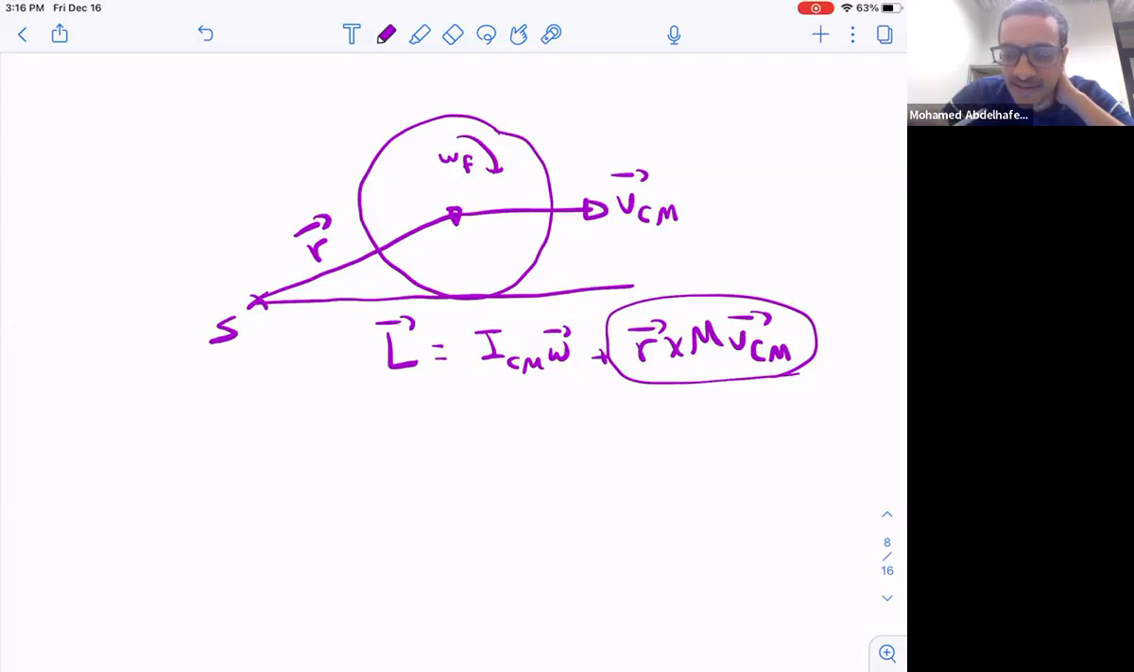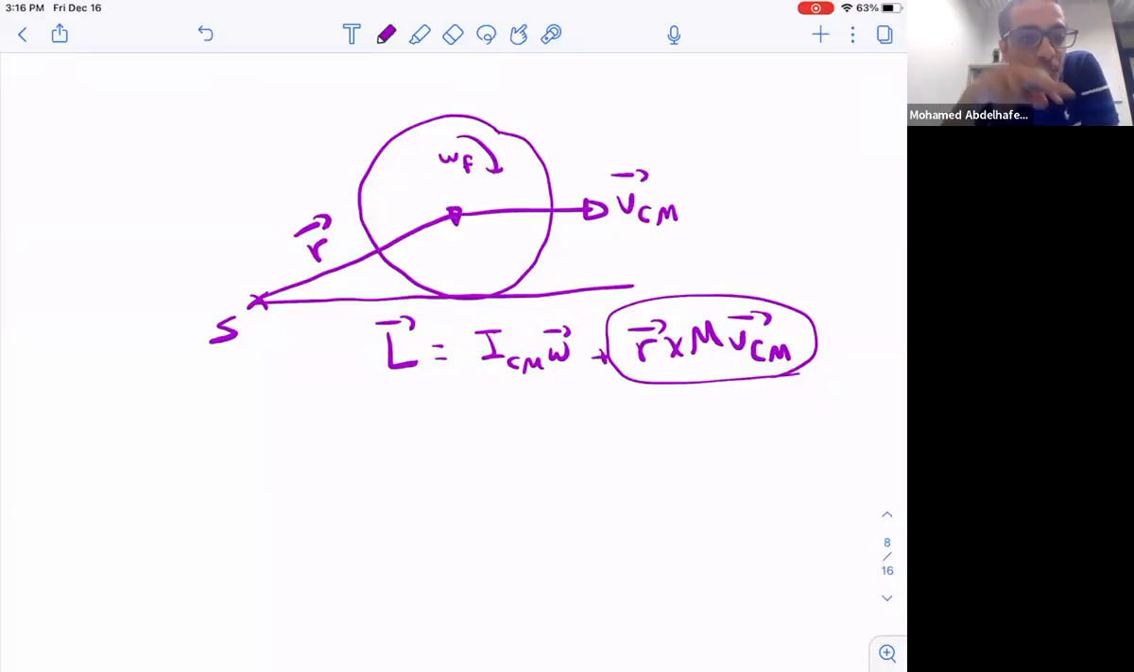Just answering this other question quickly: initially we were told the velocity was 0. We didn't have any translation. The initial situation in this problem, V was 0. So we don't have MVR initial.